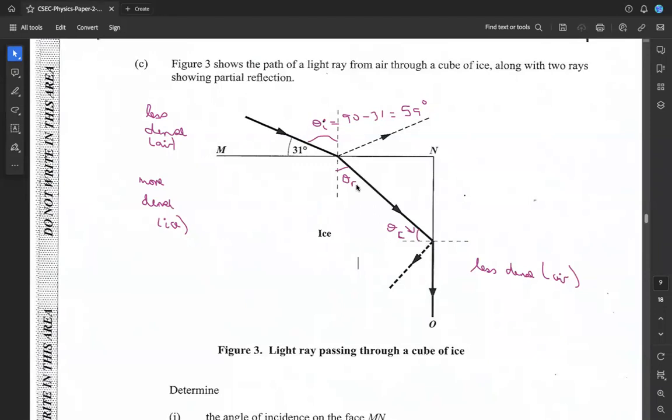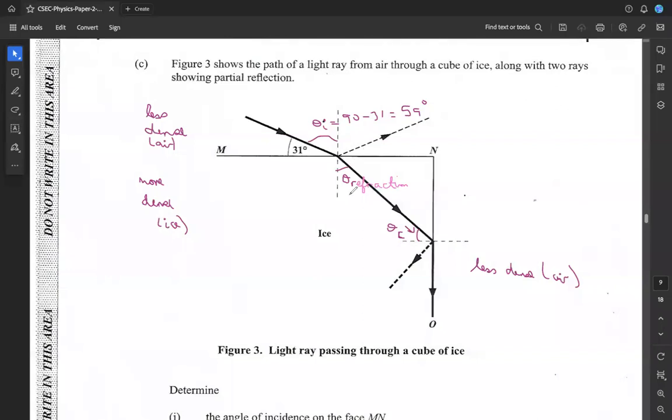And so this here is going to be our theta R, or theta refraction. Let me put refract beside that. It's refraction because we're changing medium. So that's theta refraction, and this is the angle that they're asking us about. It's the angle between the normal and the refracted ray.